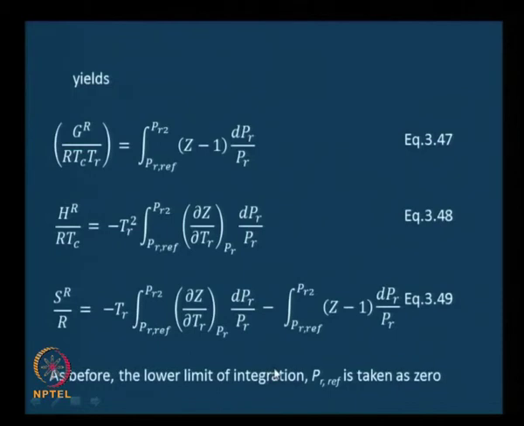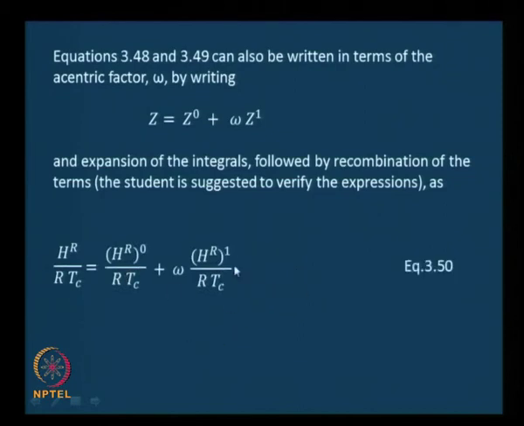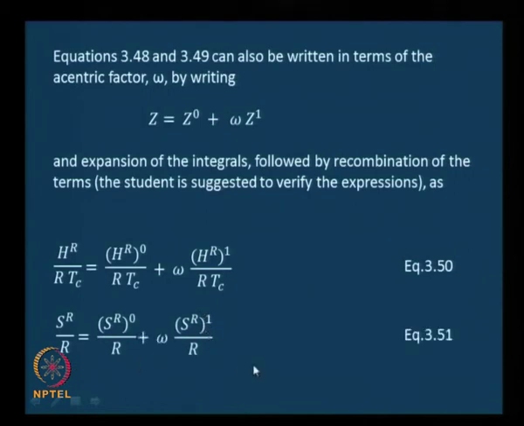The same way that we took P reference as 0, we also take PR reference as 0 for the lower limit of integration. We said that we could write these equations in the generalized form also in terms of Z0 and Z1, because then we can use the tables that are available to us. The explicit form is HR by RTC was HR0 by RTC plus omega times HR1 by RTC, and SR by R was SR0 by R plus omega times SR1 by R.